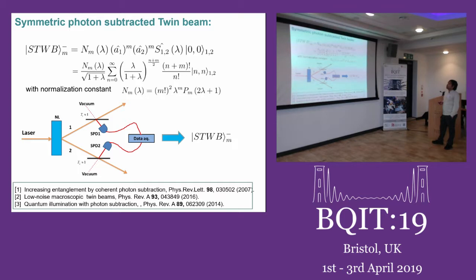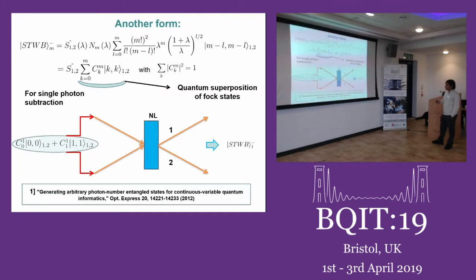So here we are symmetrically subtracting photons from each arm of the twin beam state. Here is the high transmittance beam splitter, and when these two APDs have a click, then the state generated is the symmetrically photon subtracted twin beam state. Which can also be put in another interesting form by pulling out the two mode squeezing operator, and this is a quantum superposition Fock state.